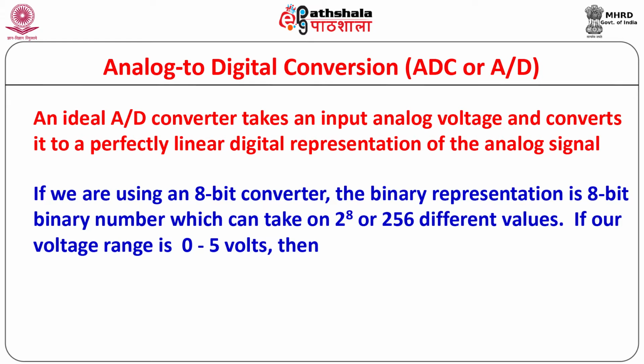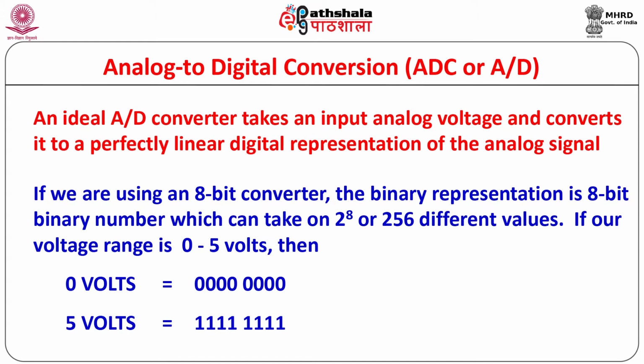If we are using an 8-bit converter, the binary representation of 8 bits will have 2 raised to 8, or 256, different values. If we are using an analog voltage in the range 0 to 5 volts to convert into digital form, then 0 volts corresponds to the 8-bit binary data 0000 0000, whereas 5 volts will correspond to logic 1111 1111.